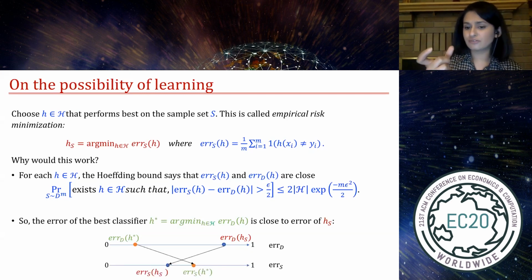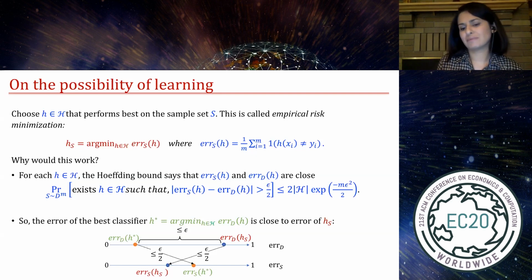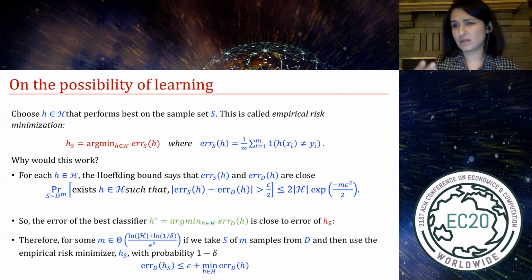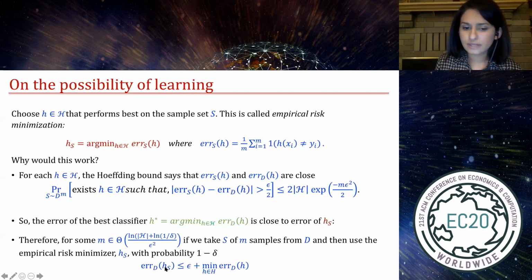Of course, for each of them, the error on the distribution and on the sample set are going to be close to each other, so there's only an epsilon over two deviation. So if you misreport and instead of finding H star, find another one, the empirical risk minimizer, the error of the empirical risk minimizer itself cannot be much larger than the best possible error. Putting this together, if I have a large enough number of samples to overcome the deviation coming from this Hoeffding analysis, then with high probability, the error that my algorithm returns is only a little bit more than the best possible error.